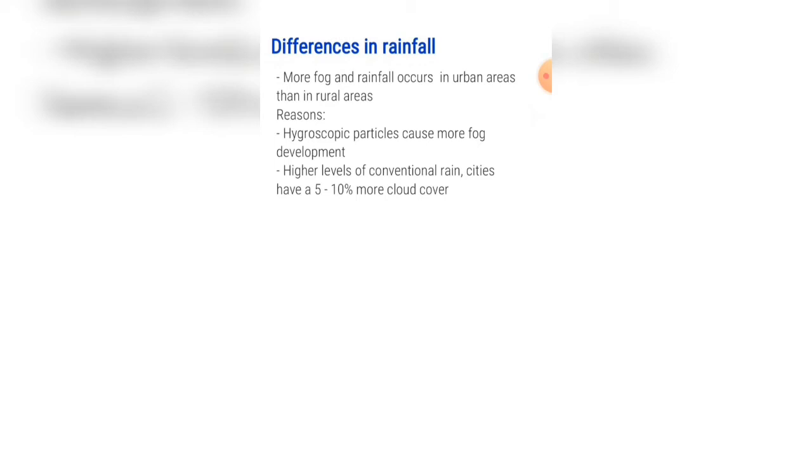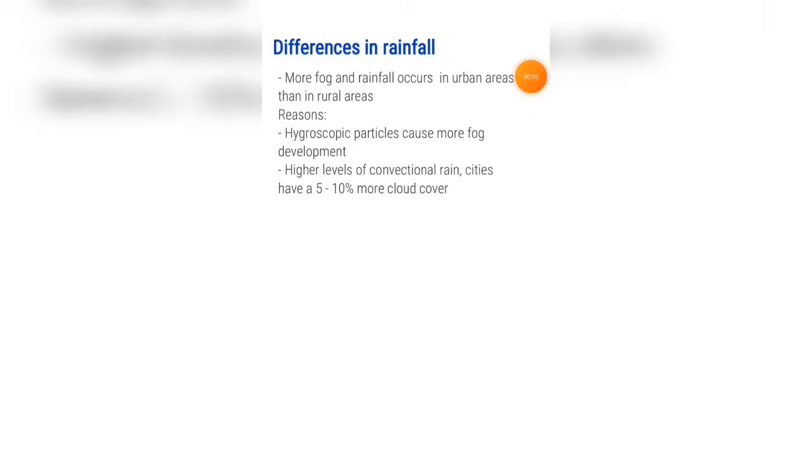Remember, hygroscopic particles are small particles of dust or pollution that attract water vapor to condense onto them. This leads to higher fog development. Cities have higher levels of rain, especially convectional rain. Cities have 5 to 10% more cloud cover than rural areas do.